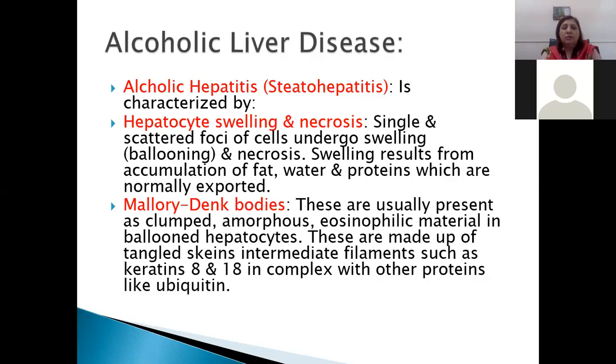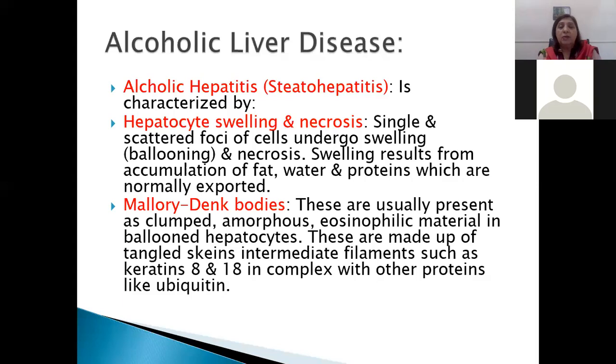The very important thing which you can see microscopically in these hepatocytes is Mallory-Denk bodies. What are Mallory-Denk bodies? These are present within the cytoplasm of the hepatocytes. These are eosinophilic material in the ballooned hepatocytes. These are made up of tangled skeins of intermediate filaments such as keratin 8 and keratin 18 in complex with other proteins like ubiquitin. So a very characteristic feature of alcoholic hepatitis is the presence of Mallory-Denk bodies, which were not present in viral hepatitis. You remember that?